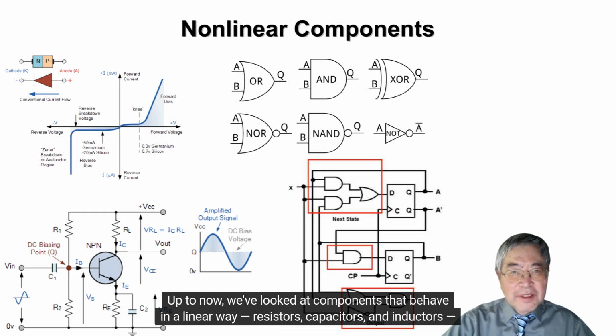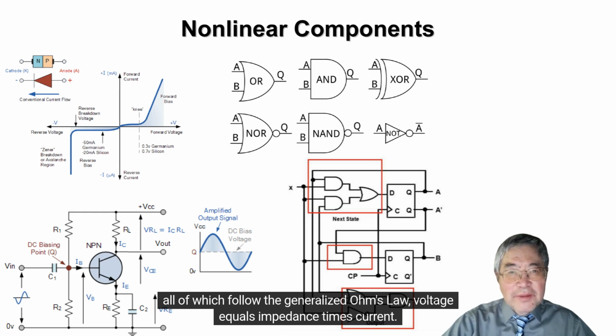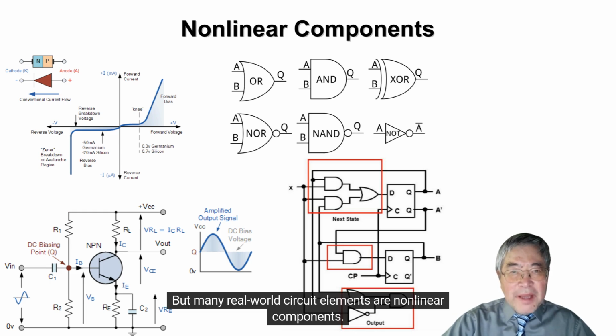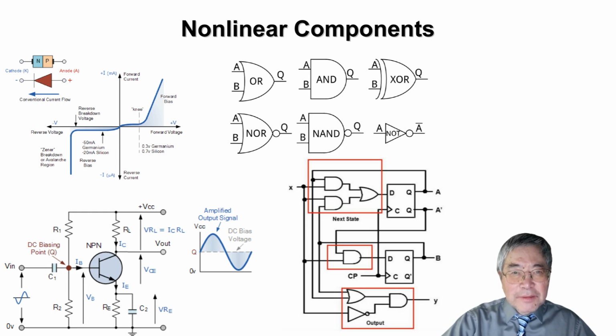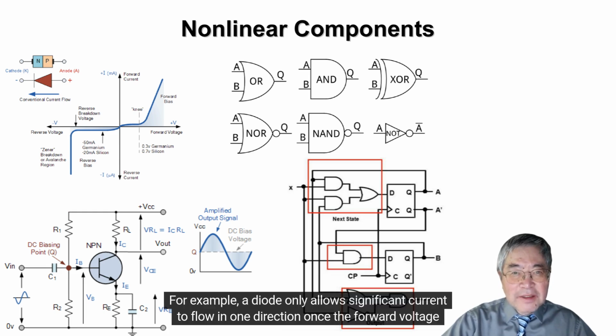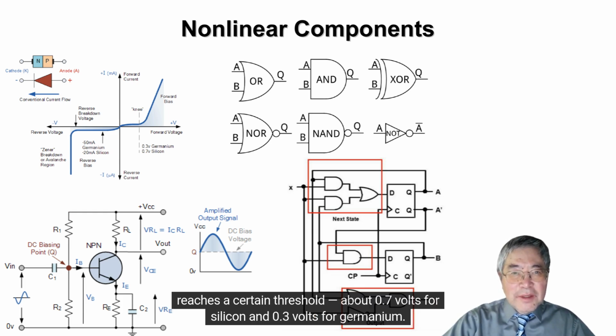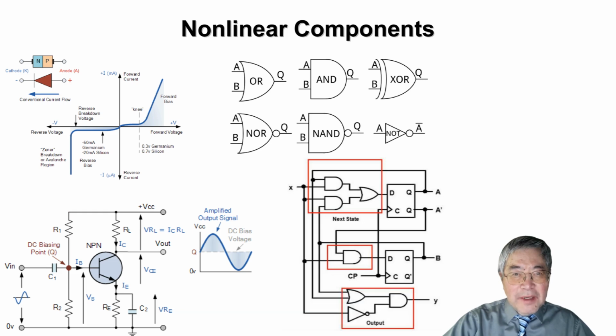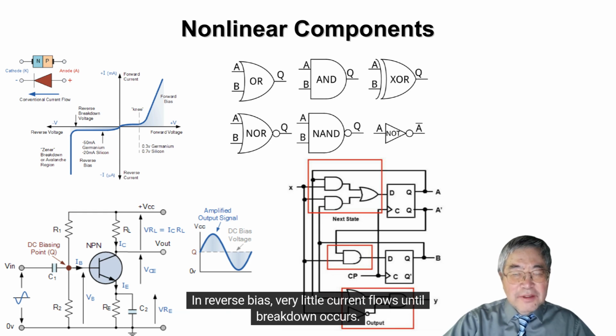Up to now, we've looked at components that behave in a linear way: resistors, capacitors, and inductors, all of which follow the generalized Ohm's law, voltage equals impedance times current. But many real-world circuit elements are nonlinear components. Their voltage-current relationship does not form a straight line. For example, a diode only allows significant current to flow in one direction once the forward voltage reaches a certain threshold, about 0.7 volts for silicon and 0.3 volts for germanium. In reverse bias, very little current flows until breakdown occurs.